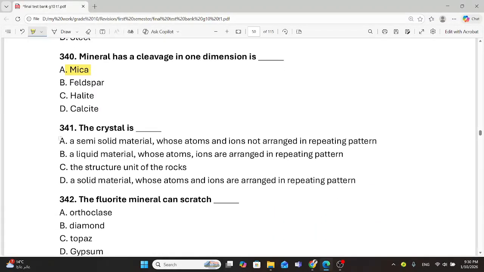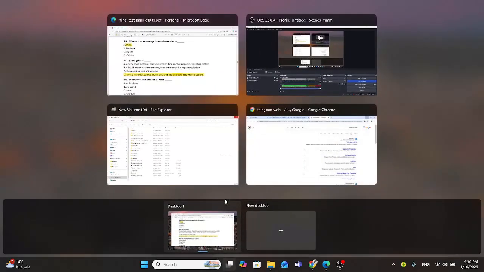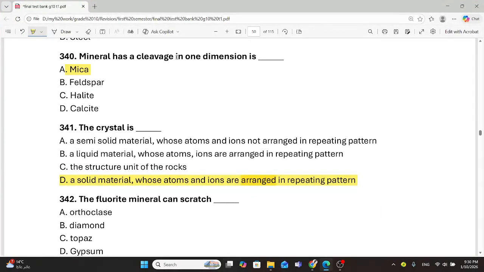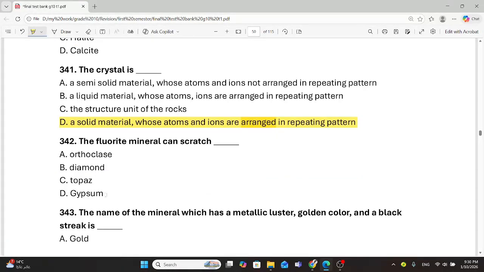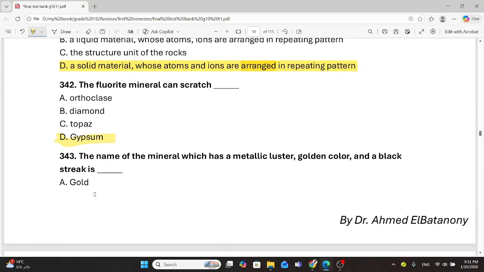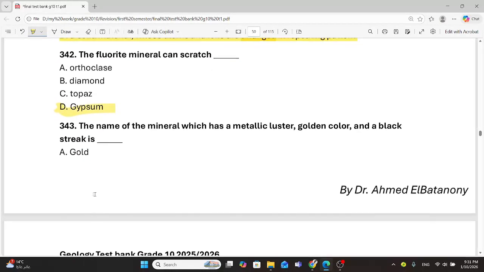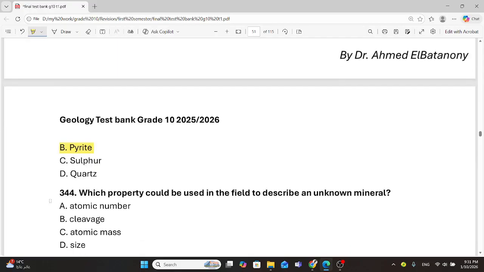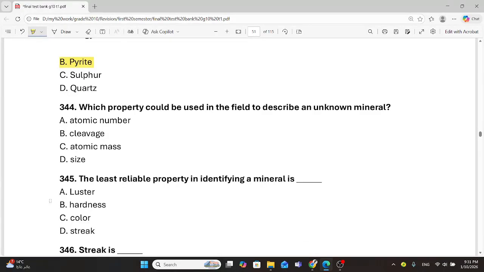A mica crystal is a solid material whose atoms and ions are arranged in a repeating pattern. Fluorite mineral can scratch gypsum. The name of the mineral which has metallic luster, golden color, and black streak is pyrite.